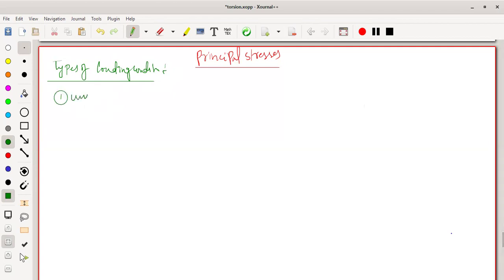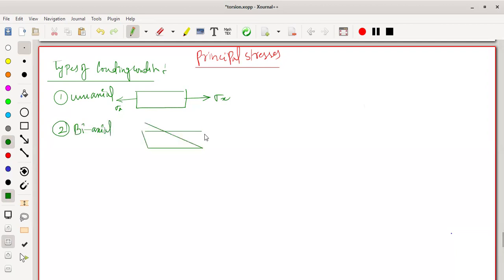First one is the uniaxial loading condition. Uniaxial means you consider a member. If this member is subjected to a load in only one direction, that is along the length axis, then you can consider the loading as a uniaxial loading condition. Second one is the biaxial loading condition. Same thing here: if the member is subjected to sigma x, that is in the x direction, and simultaneously to sigma y, that is in the y direction, you can call that a biaxial loading.